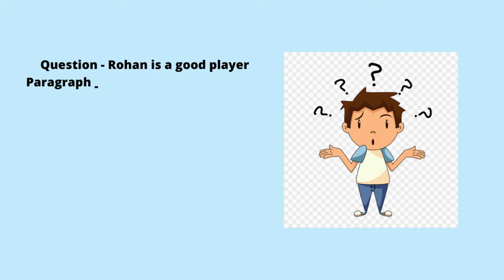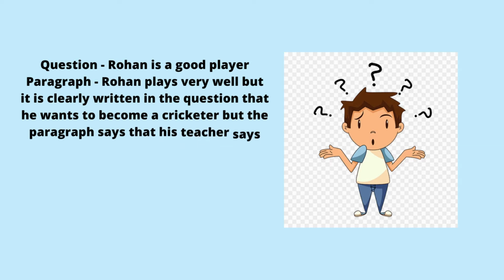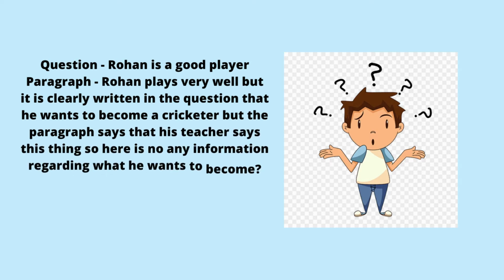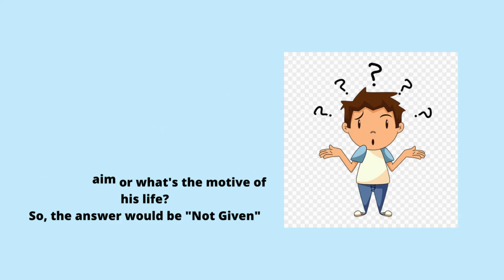What's the confusion in both of these? The question says that Rohan is a good player and the paragraph also says that Rohan plays very well. But it's clearly written in the question that he wants to become a cricketer, while the paragraph says that his teacher says this thing. So there is no information regarding what he wants to become, what his aim is, or what the motive of his life is. So the answer would be not given.